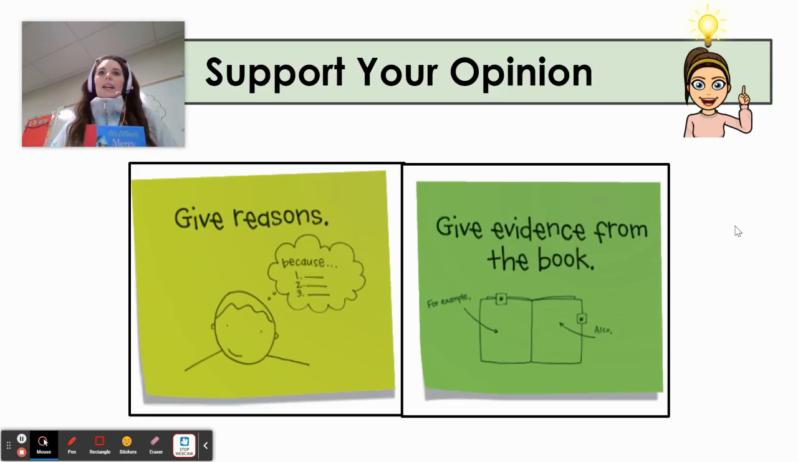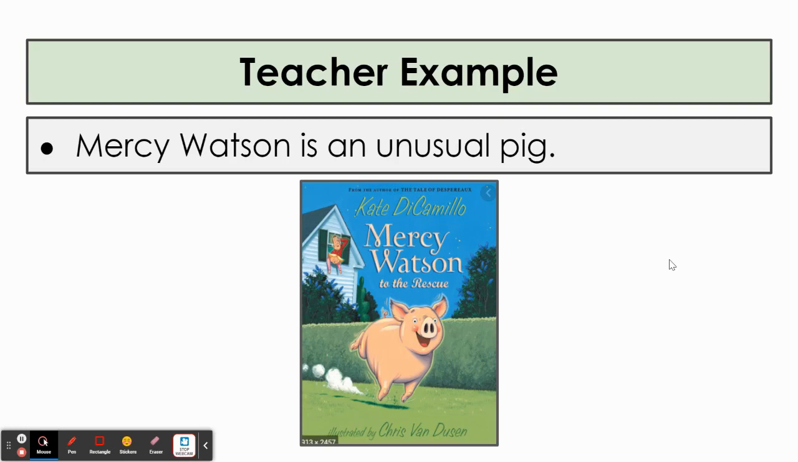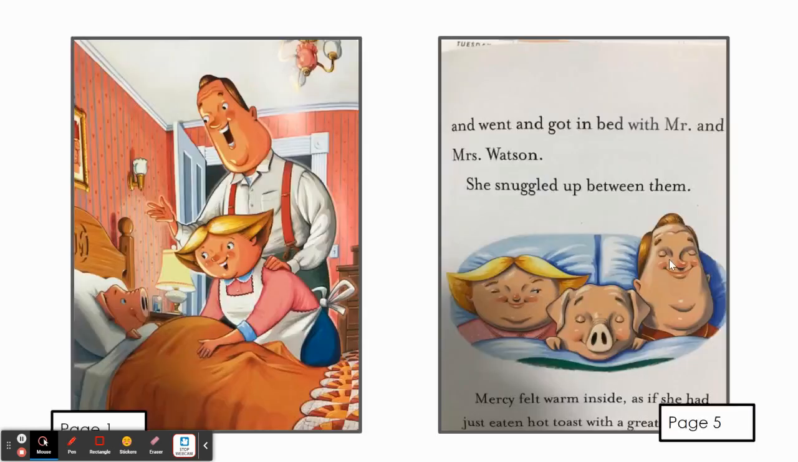Okay? So I need to support my opinion. My opinion was that Mercy Watson was an unusual pig. Second graders, you are now going to watch how I will come up with reasons and ways to support my opinion with examples from the text. Follow along. Now, since I know that not all of you have read Mercy Watson to the Rescue, I'm going to share with you some pages from the story. I'm going to focus on the pictures as picture support for my reasoning.